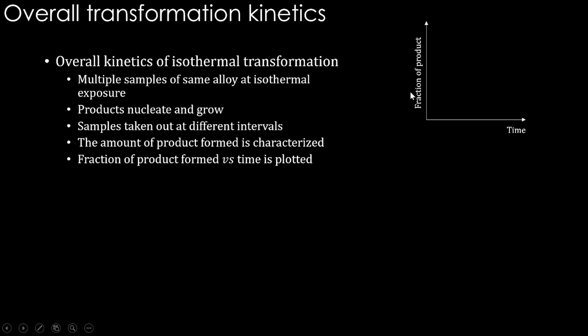It's going to look like this, fraction of product against time. It will usually have this sort of shape where initially there will be something called an incubation period. This is an incubation period, meaning the transformation has not significantly started. And beyond a certain time, it starts and goes like this and then gradually ends. So this is how the transformation happens.